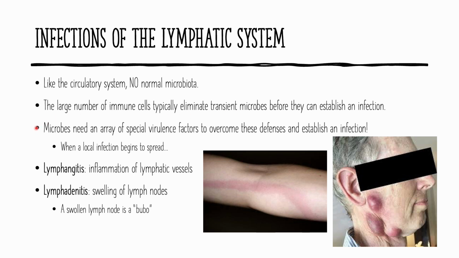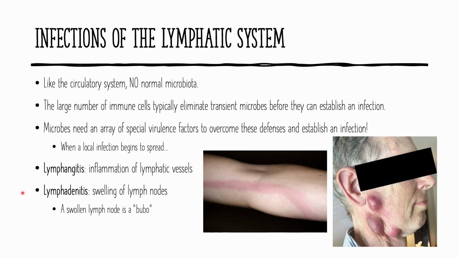So obviously, if a microbe were going to cause an infection in the lymphatic system, it would need a lot of special virulence factors to overcome all of those defenses. Because in your blood and your lymphatic system, you have a lot of immune system cells constantly surveying for potential invaders. So anything that is going to cause an infection here must have some very serious virulence factors that allow it to evade your immune system.